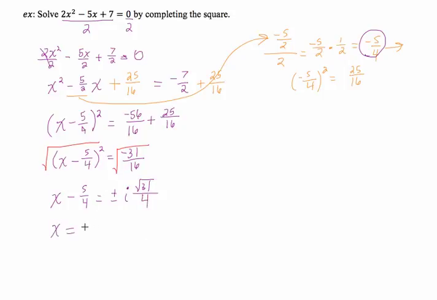So to solve for x, we just add 5/4 to both sides. And it looks a little odd, but this is the answer. 5/4 plus or minus i times radical 31/4. Wow.